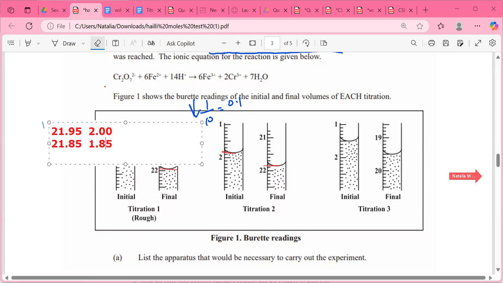Next one, 19.50, and the initial is 1.50. Clear? Yes, miss.